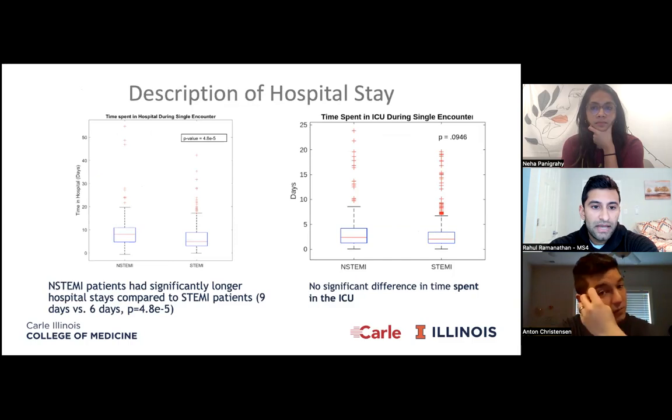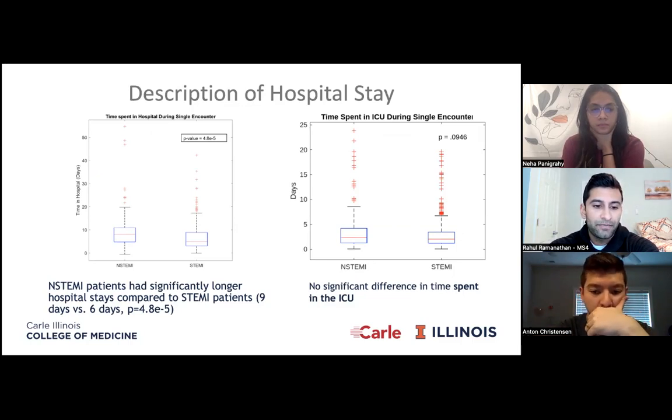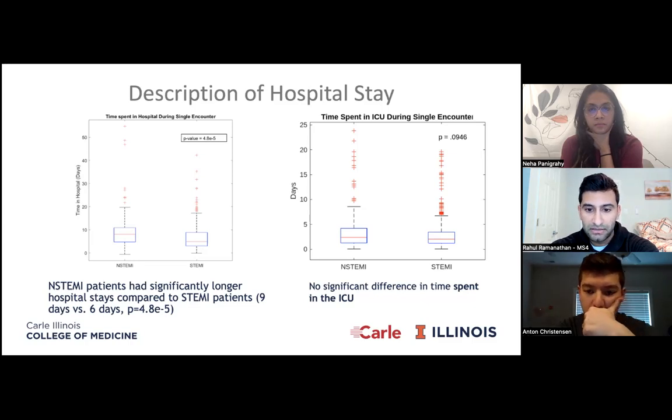We also looked at the time spent in the hospital during a single encounter and time spent in the ICU during a single encounter. NSTEMI patients actually spent significantly longer in the hospital, 9 days versus 6 days for STEMI patients. And in the ICU, they didn't spend a significantly different amount of time.